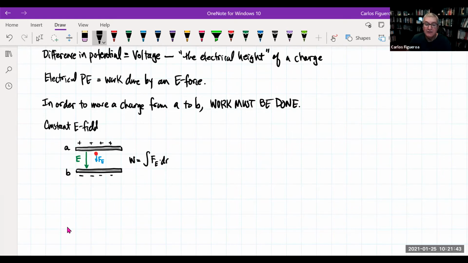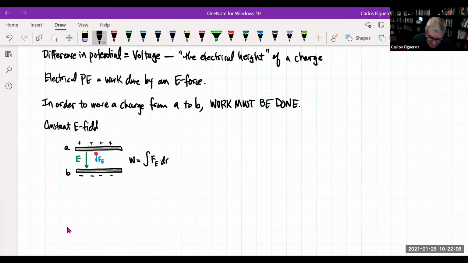Let me ask you this. When you wired things in Physics 4B, did you ever try to calculate the electric field? What did you attach? A multimeter. What did you measure with the multimeter? A voltage. We don't care about electric fields in circuits. We only care about voltages.